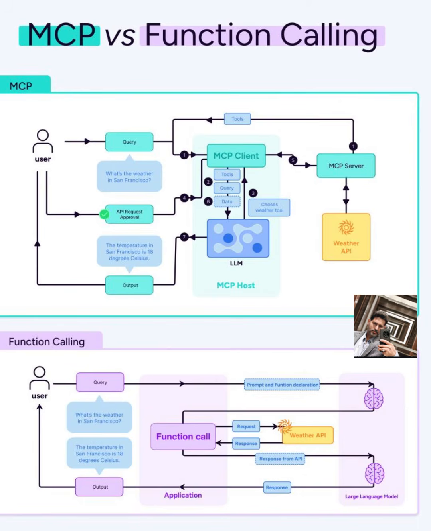Function calling relies on the LLM's ability to understand and execute function declarations, which makes it lightweight and fast. However, it's less modular than MCP, since the logic is embedded in the model itself. So, what's the difference in practice?